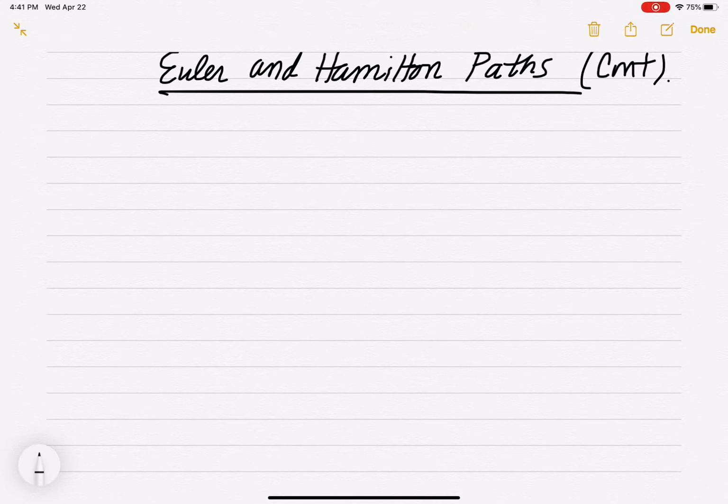So remember what an Euler path is. An Euler path is a path that visits each edge of your graph exactly once. And an Euler circuit is an Euler path that begins and ends in the same place. So it visits every edge exactly once, and it begins and ends in the same place. That's what an Euler circuit is.